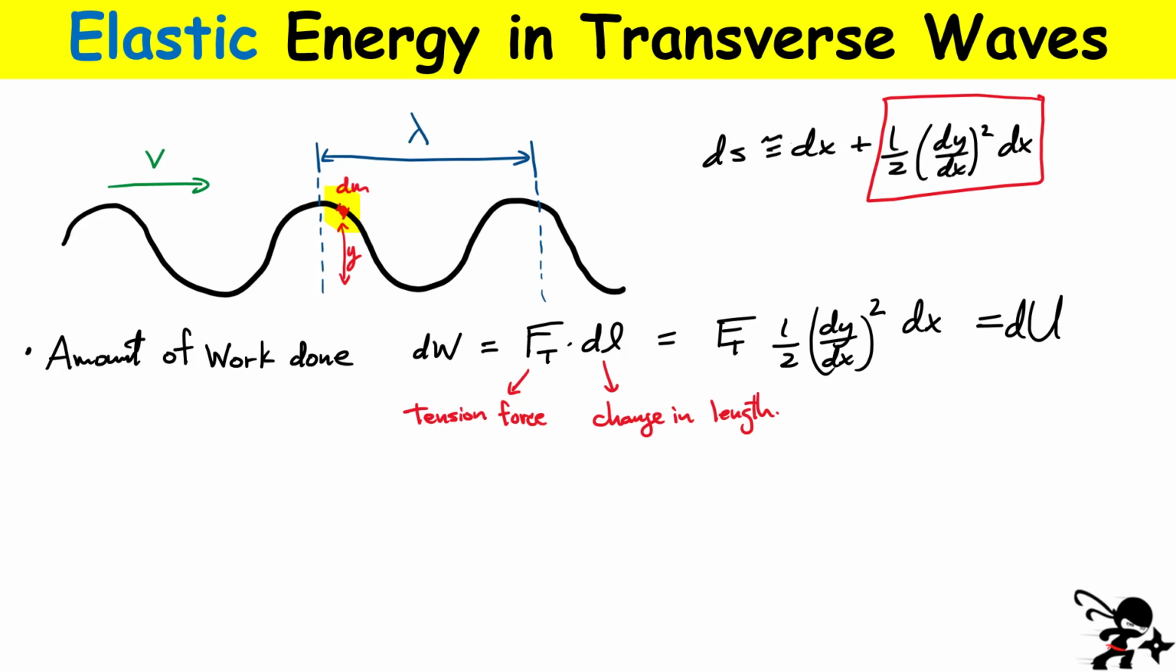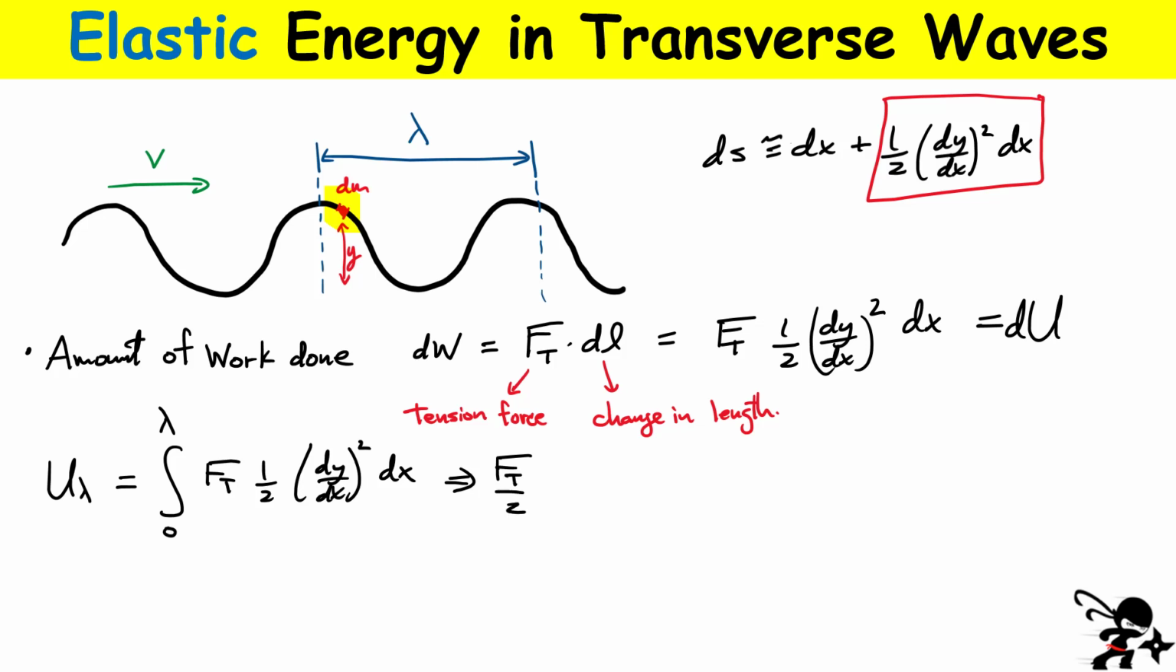And what you now want to do to get the total potential energy in one wavelength is we have to integrate the total work, right? We want to integrate over one wavelength. We want to integrate this expression, Ft 1/2 dy dx squared dx. Okay, so this is what we're left with now. So what we're going to do again is bring some of the constant terms in the front. So this is Ft divided by 2. That's straightforward. And now we're left with this integral.